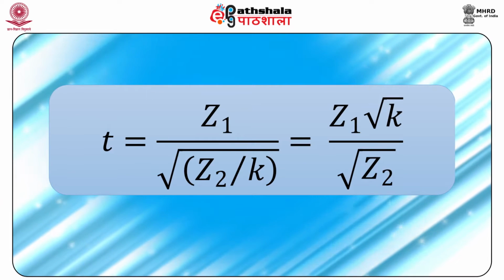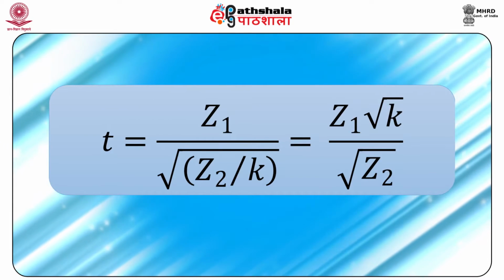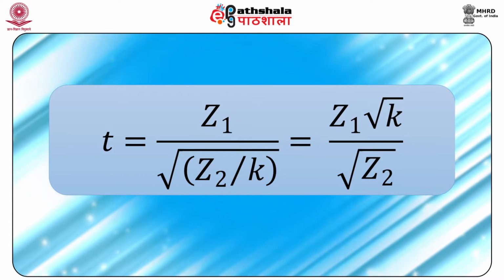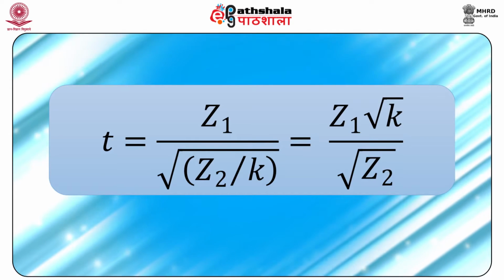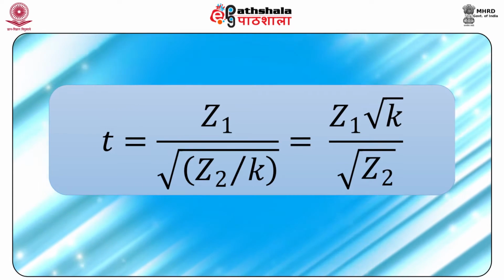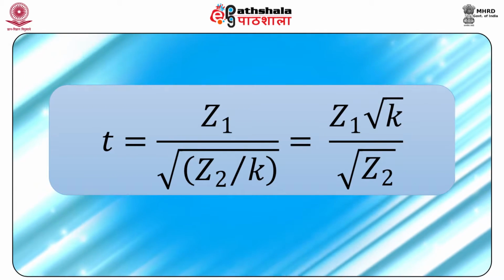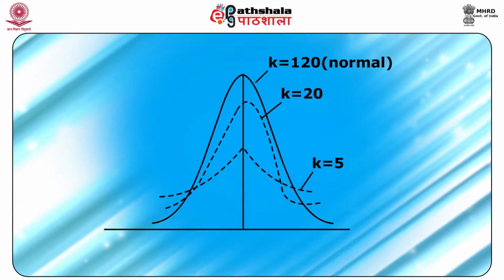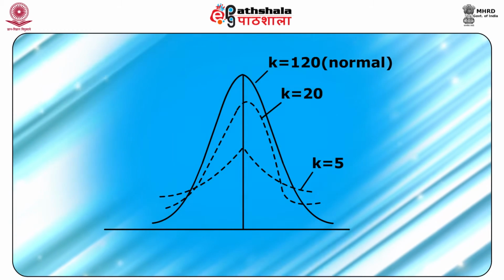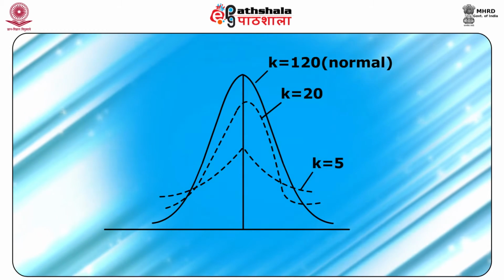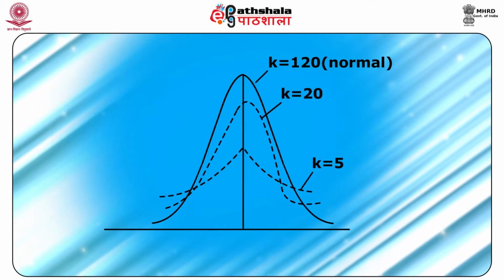Now this is equal to Z1 under root k upon under root Z2. Now this follows student's T distribution with k degrees of freedom. It is usually denoted by Tk, and T with a subscript k, where k denotes the degrees of freedom. And this T distribution is shown in figure 4, where you may have again student's T distribution for various degrees of freedom, and we have for k equal to 5, k equal to 20, and k equal to 120, which is almost a normal distribution.